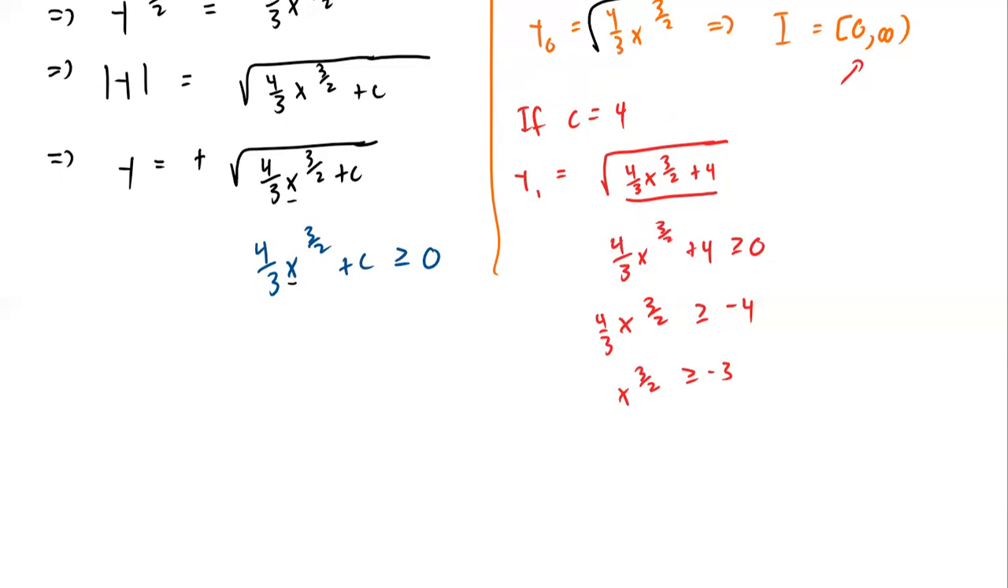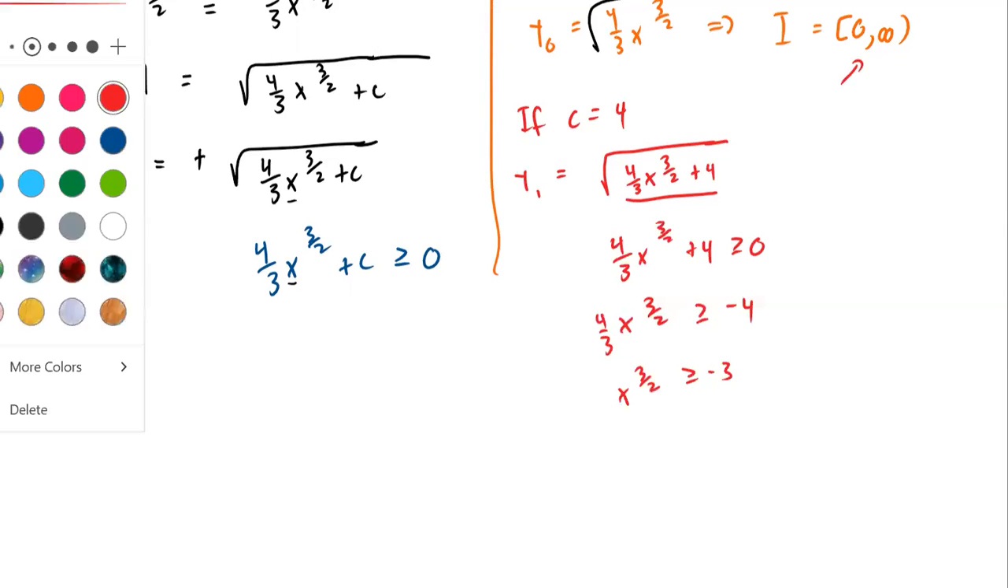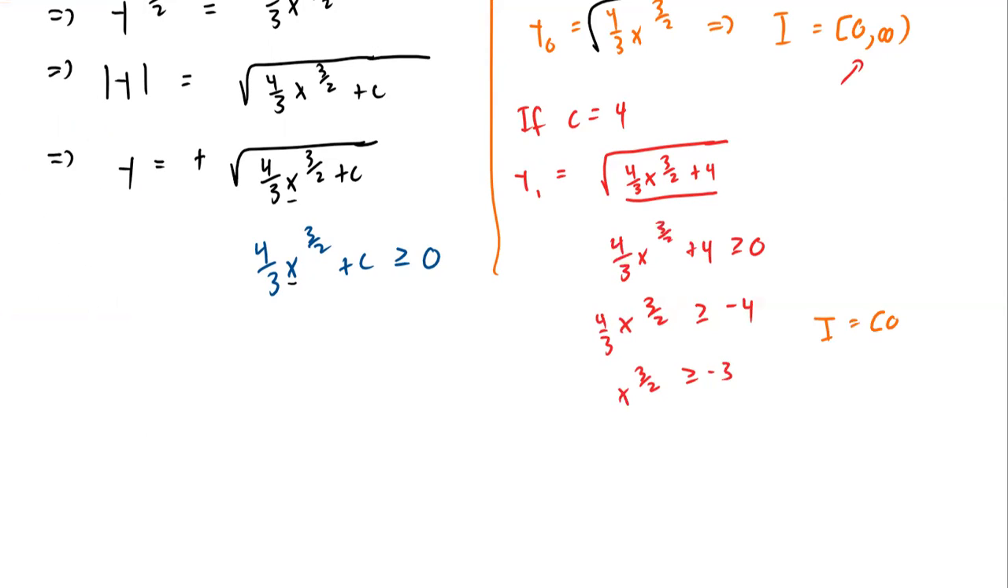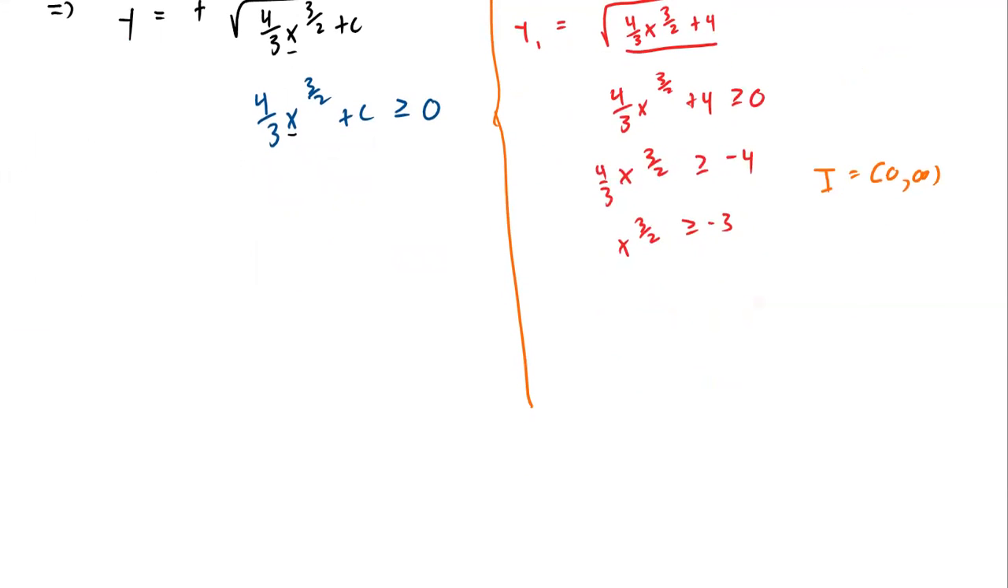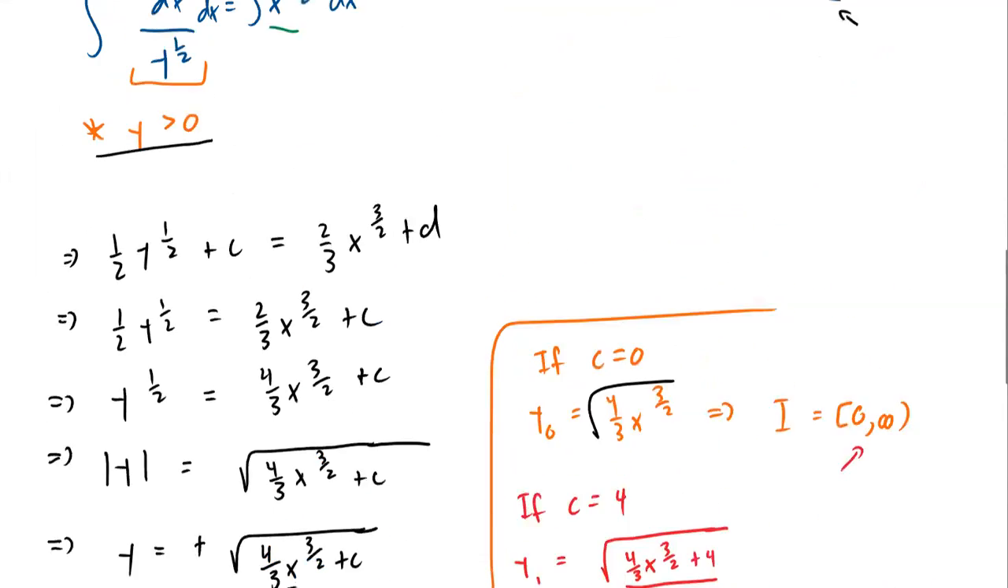Now, you look at this here and you think, what x values work for this? Now, it turns out that in this case, if you want x to the 3 halves to be greater than or equal to -3, again, you get I to be 0 to infinity, right? Because those are the x values that work for this inequality. Now, what if instead, let me do one more example, and then I'm going to talk about this asterisk here that I wanted to mention.